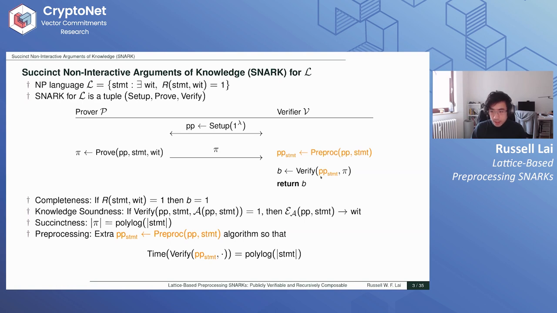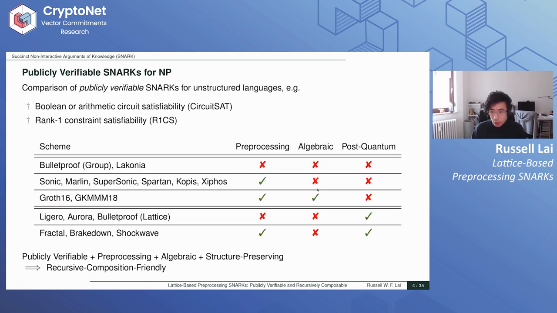Okay, so a SNARK is a very powerful object. So let's see what we currently know about them in the literature. Here, let us limit ourselves to considering only SNARKs for unstructured languages, for example unstructured NP-complete languages, such as circuit satisfiability or rank-one constraint satisfiability, or R1CS. And in particular, we are ruling out machine computations. Let us also focus on publicly verifiable SNARKs.